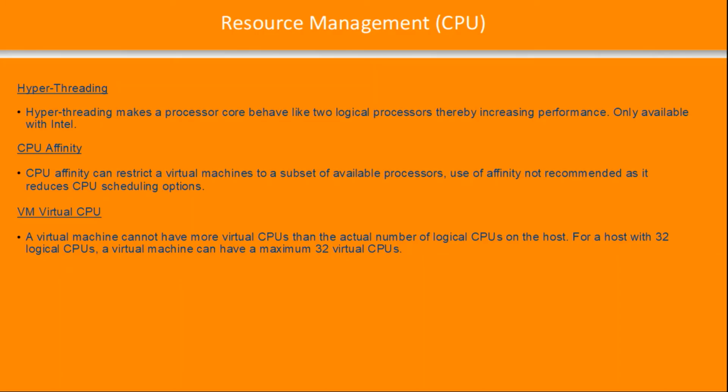CPU affinity can restrict a virtual machine to a subset of available processors. Use affinity only for a specific use case, as it reduces CPU scheduling options.